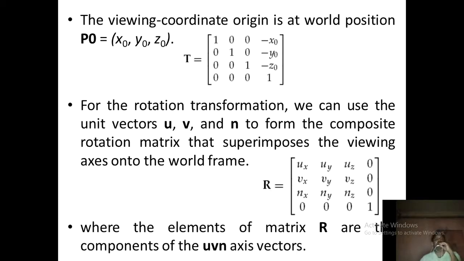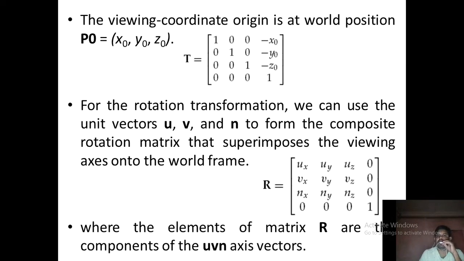This is what happens, right? Then how to do this? The viewing coordinate origin is at a world position, as we have seen in the previous video, that is P naught, equal to X naught, Y naught, Z naught. Somewhere here is the origin that we have taken, P naught equal to X naught, Y naught, Z naught. Then you have to translate using a translation matrix in the homogeneous coordinate system: minus X naught in the X direction, minus Y naught in the Y direction, minus Z naught in the Z direction, and it automatically aligns with the world coordinate origin. This is the translation matrix.